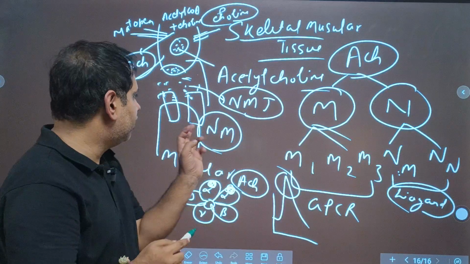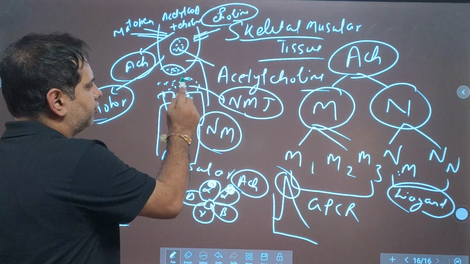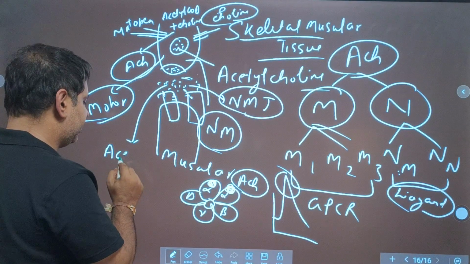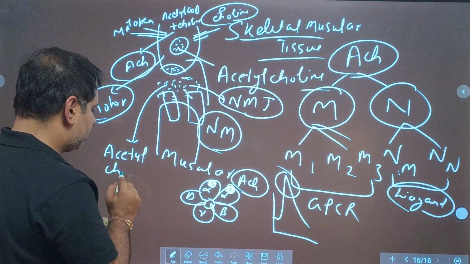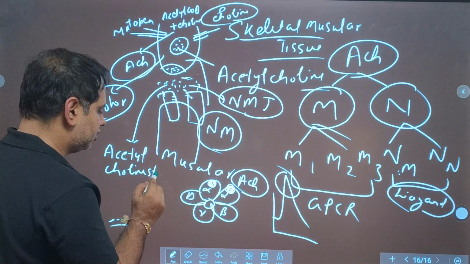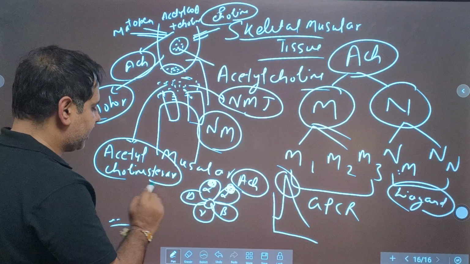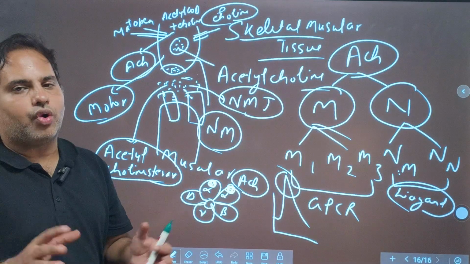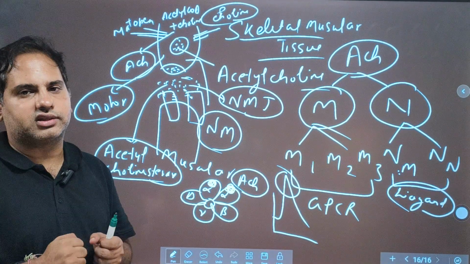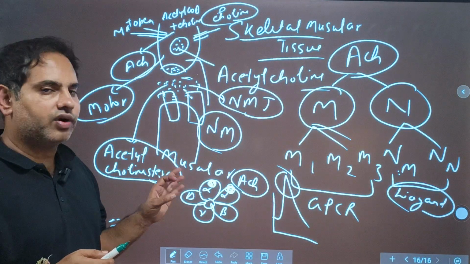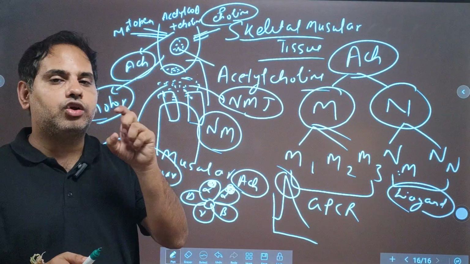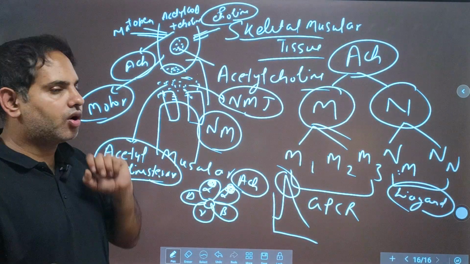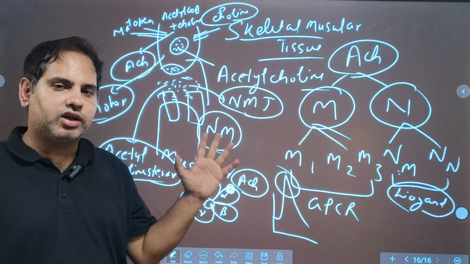And whatever acetylcholine is here, when contraction happens, the remaining acetylcholine will be destroyed by one enzyme. That name is acetylcholinesterase. So acetylcholinesterase is the enzyme which will do the degradation of acetylcholine, which is present in the synaptic gap, right? You don't want continuous movement, continuous contraction. So nature has provided one enzyme. That enzyme name is acetylcholinesterase. And what is this enzyme going to do? This enzyme is going to do the breakdown of acetylcholine, right? So acetylcholine will be broken down.